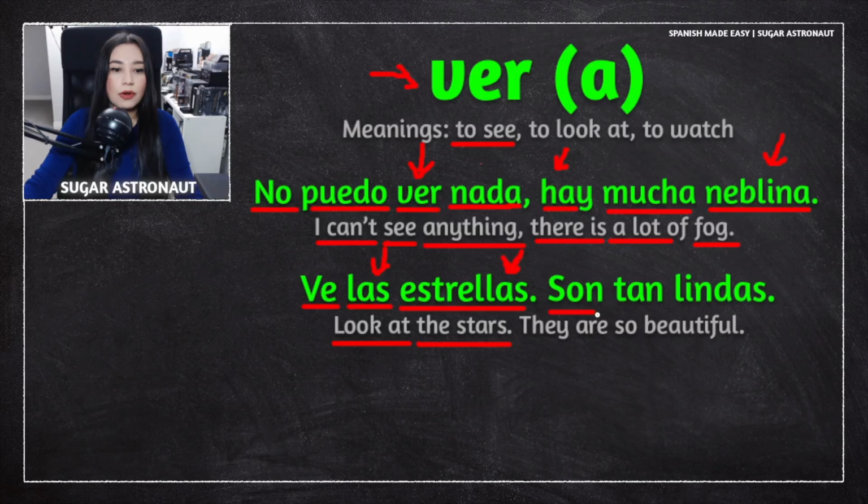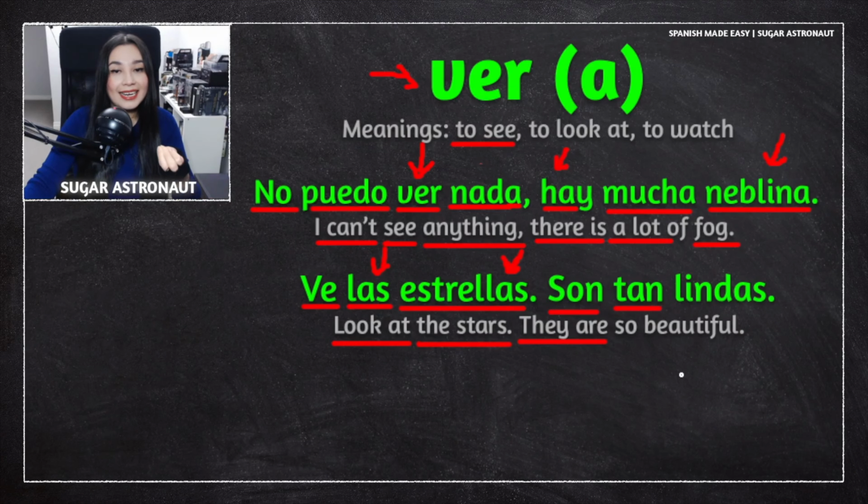Son comes from the verb to be, ser in Spanish. They are. Ellas son in this situation. Ellas son. They are. We don't need they or ellas because we don't use pronouns all the time in Spanish, and we already know that we're talking about the stars. Okay, so that's why we can just say son. They are.